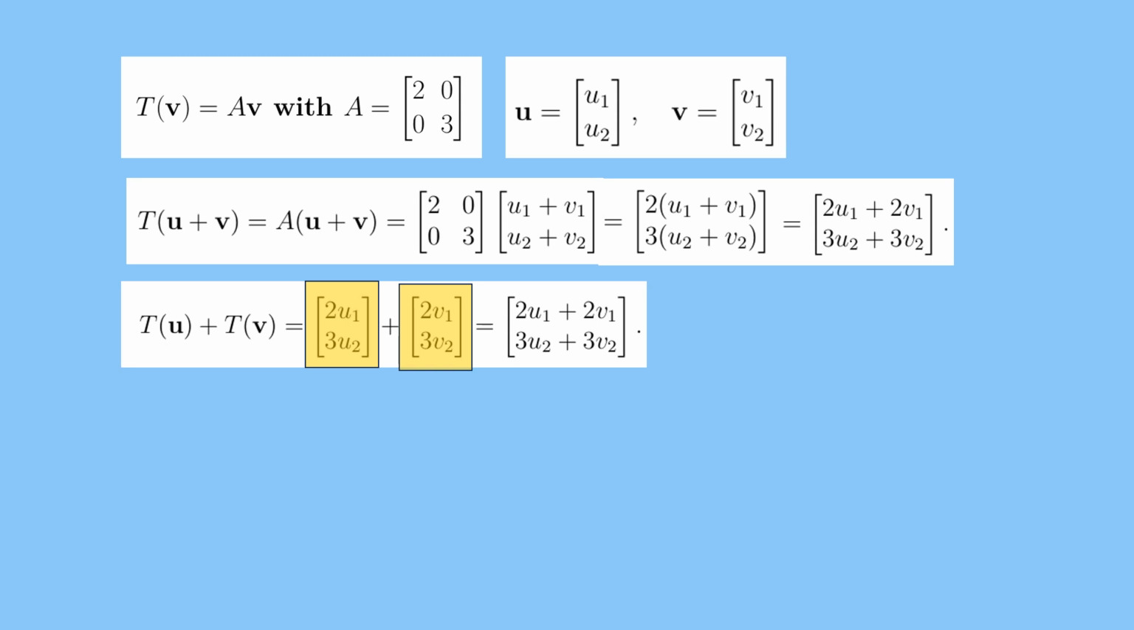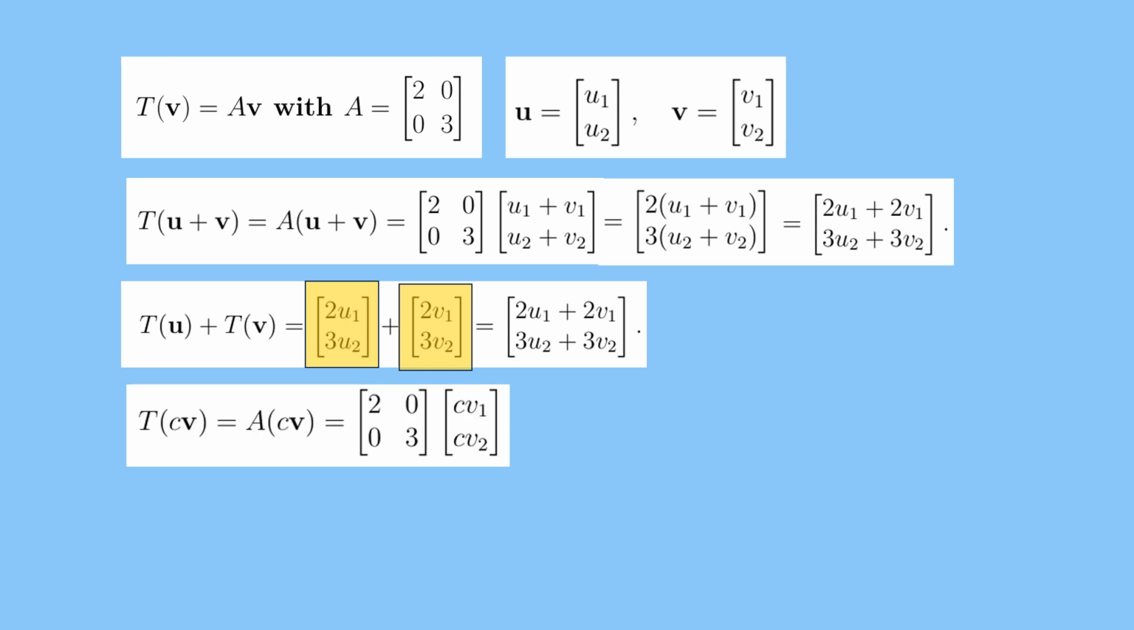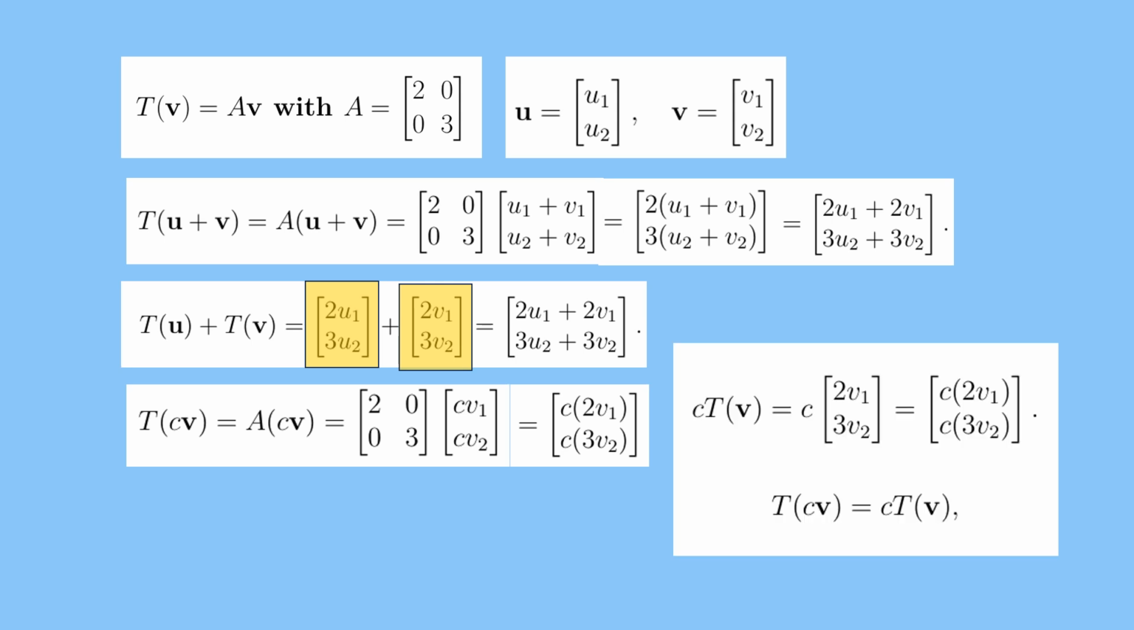Now, let us check the homogeneity property. Consider a scaled vector c times v. The transformation T(cv) is given by A times cv. Substituting, this results in the vector with entries c times 2v1 and c times 3v2. Factoring out c, this simplifies to c times T(v), which confirms the homogeneity property. Since both additivity and homogeneity are satisfied, this matrix transformation is linear. This demonstrates how matrix transformation preserves the structure of vector spaces and fulfills the requirements of linearity.